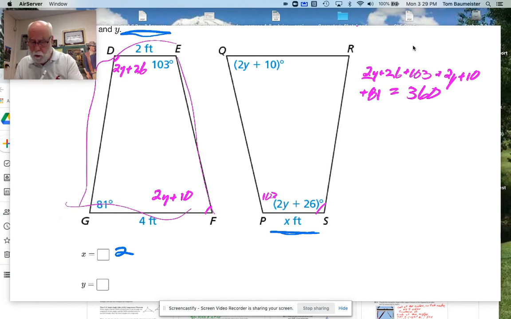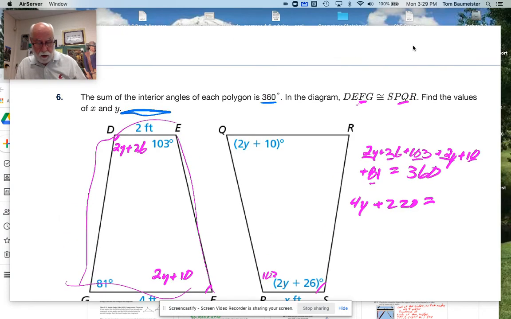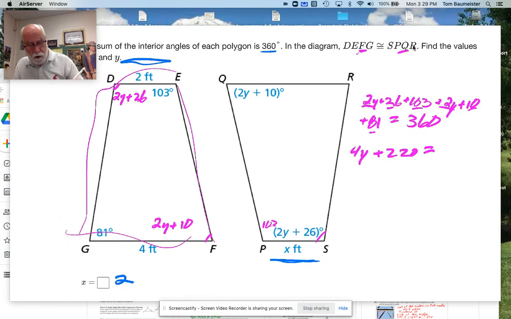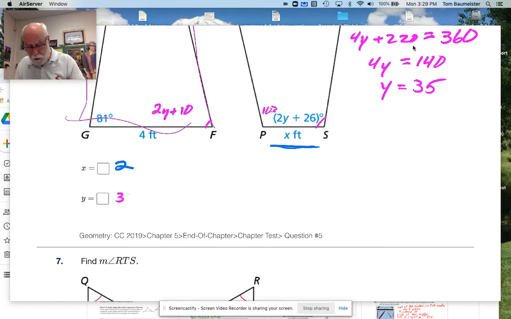So again, here's 2y and 2y, so I'll have 4y. And then 26 plus 103 plus 10 plus 81, that will give us 220. And again, they just told us up above that the interior angles of each polygon is 360 degrees. All right, so then we know that for y, if I subtract 220, I'll get 140. And when I divide by 4, I'll get that y is equal to 35. So that's my answer for that one right there.